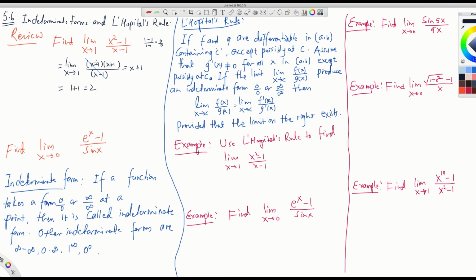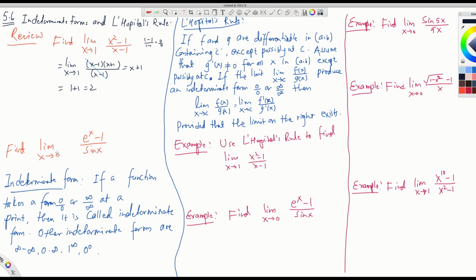So the limit is 2, meaning that when x tends to 1, the graph of this function has height almost 2. This problem was not very bad because we were able to factor the top, and the bottom was already in factored form, so you were able to cancel.